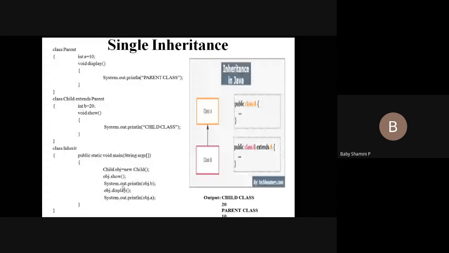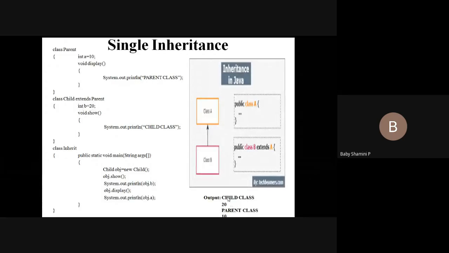So obj.show(), this control moves to this show method. So inside we have System.out.println child class. Next, System.out.println of obj.b. So what is the b answer? 20. So the answer is 20.